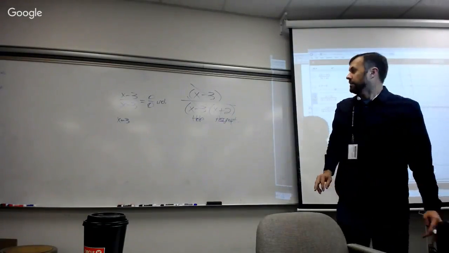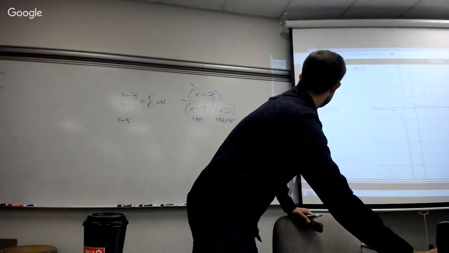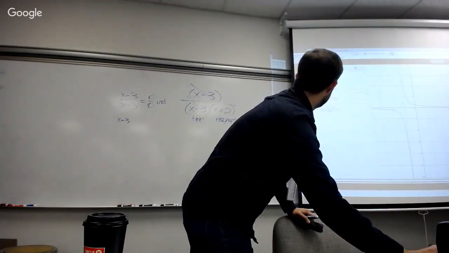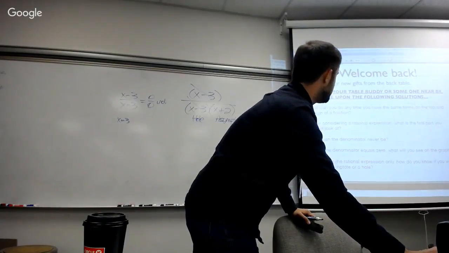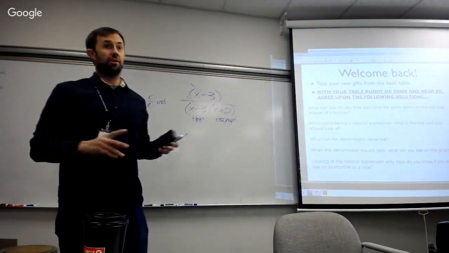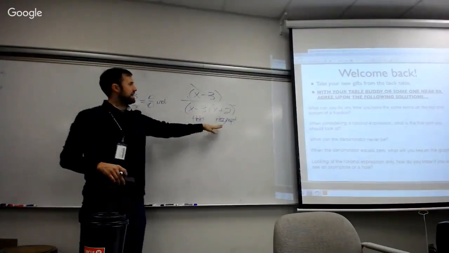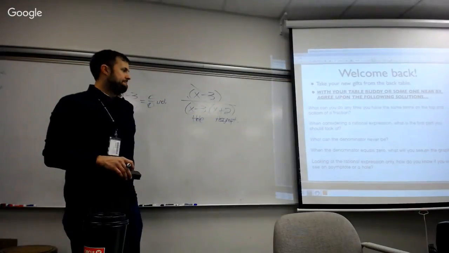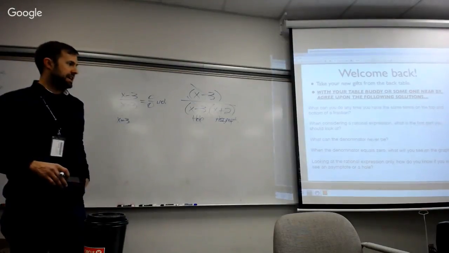All right. So yes, going back to my question: when the denominator equals 0, what will you see on the graph? Either an asymptote or a hole. Which is which? The hole is the terms that cancel. The asymptote is the term that doesn't cancel. Last question, looking at the rational expression only, how do you know if you see an asymptote or a hole?